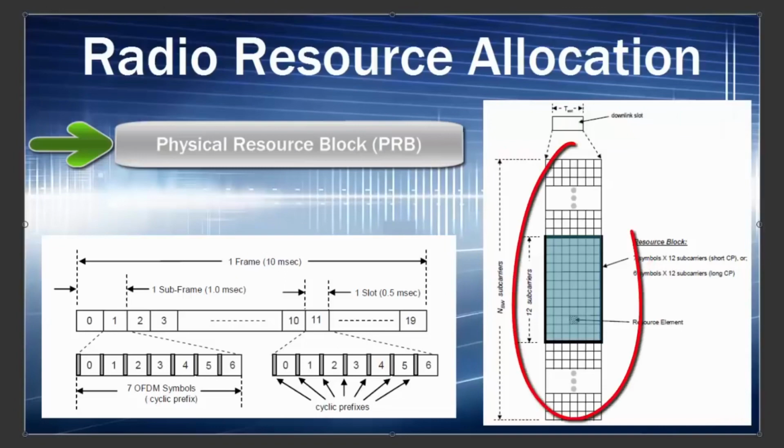The figure shown here is also called a resource grid. Each box within this grid represents a single subcarrier for one symbol period and is referred to as a resource element. Note, in MIMO applications, there is a resource grid for each transmitting antenna.